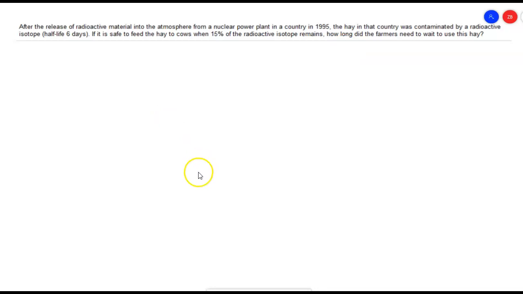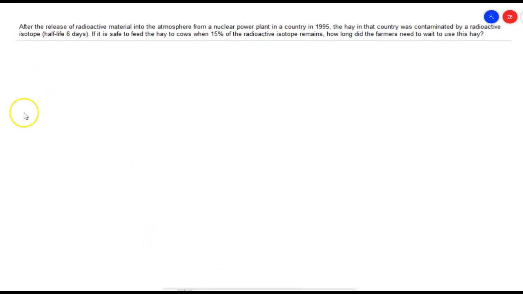So here's the problem, and it says, after the release of radioactive material into the atmosphere from a nuclear power plant in a country in 1995, the hay in that country was contaminated by a radioactive isotope with a half-life of 6 days. If it is safe to feed the hay to cows when 15% of the radioactive isotope remains, how long did the farmers need to wait to use this hay?